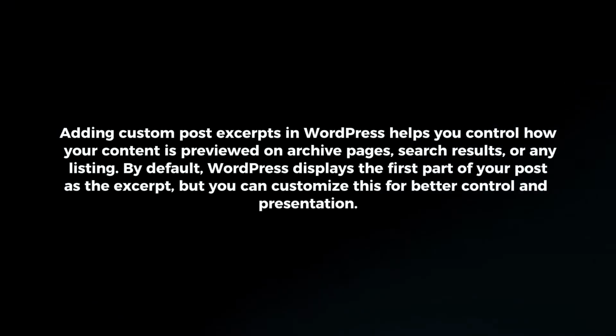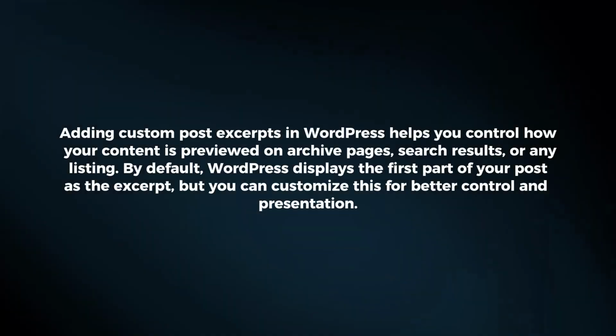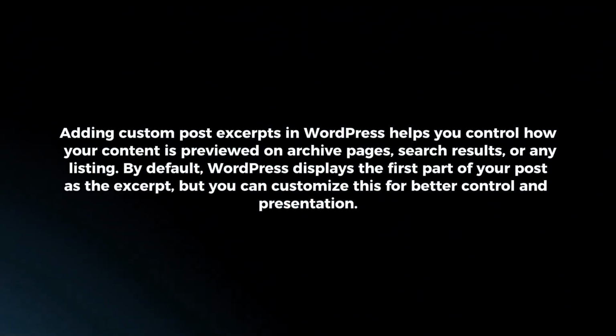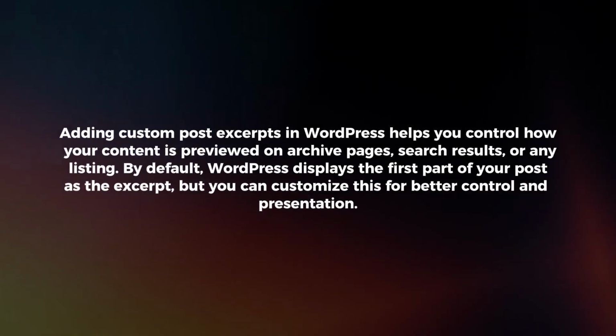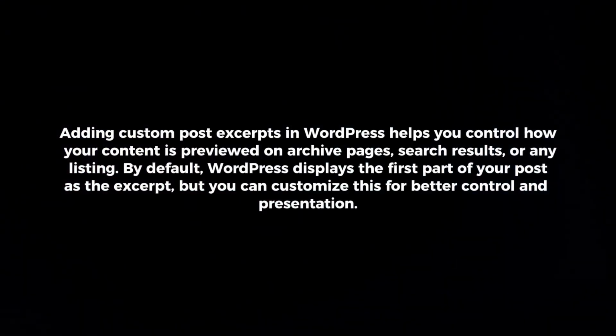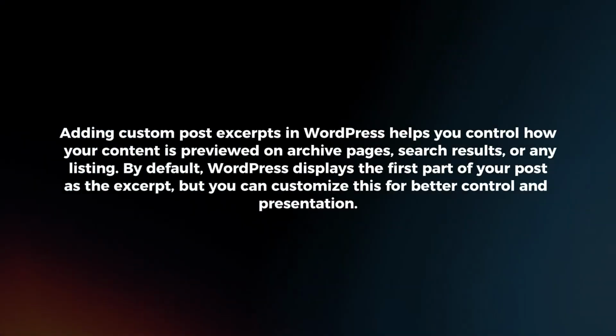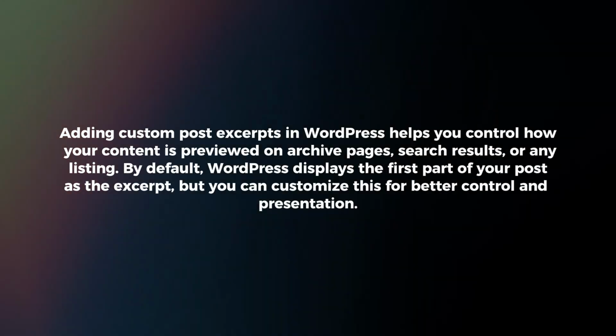Adding custom excerpts in WordPress helps you control how your content is previewed on archive pages, search results, or any listing. By default, WordPress displays the first part of your post as the excerpt, but you can customize this for better control and presentation. Here's how to do it.